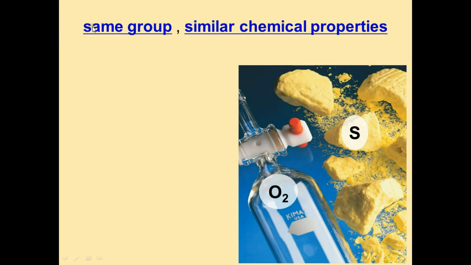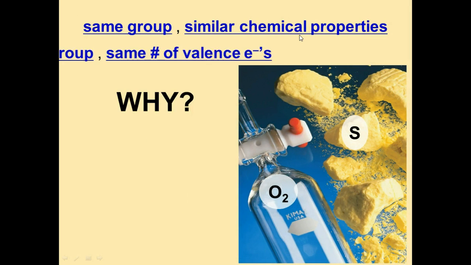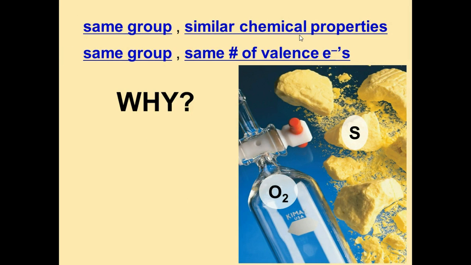And similar groups have similar chemical properties, and again, this all has to do with the number of valence electrons, because similar groups have the same number of valence electrons, they have similar properties.